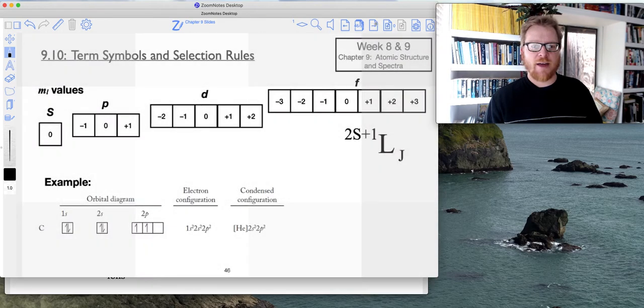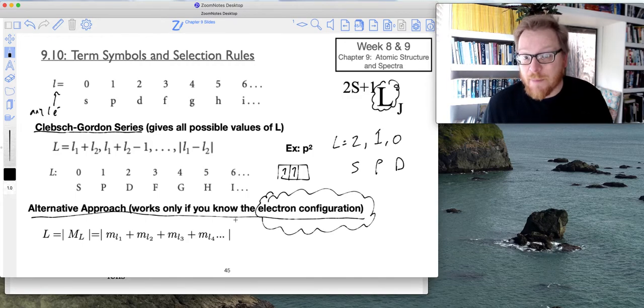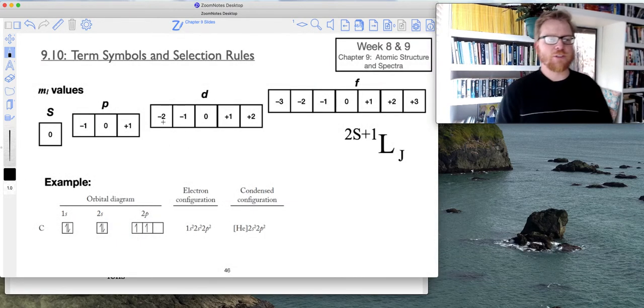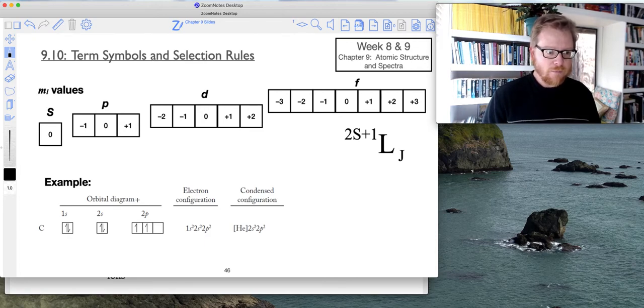Okay? So here's the alternative approach. And let's see, I think I have that on the next slide. Yes. So the alternative approach is that capital L equals the absolute value of capital ML. And this capital ML is the sum of all of the ML values. So how do we get the correct ML values? Well, I certainly go through this in general chemistry, that there are actually specified ML values for a given orbital block. But if you didn't do that, here's some review.